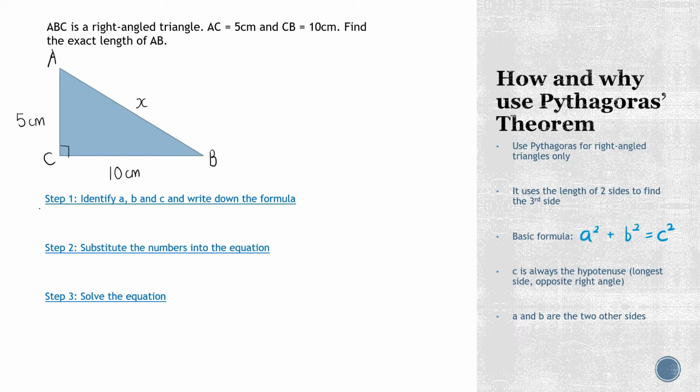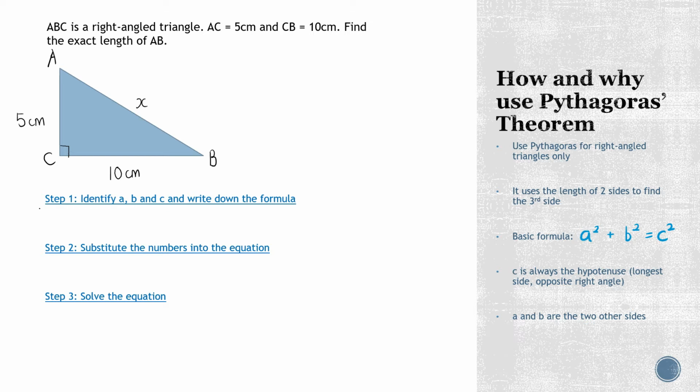So how and why do we use Pythagoras Theorem? Well, the use of Pythagoras Theorem is for right-angled triangles only, and we use it to find the length of the longest side of the triangle, or as it's otherwise known, the hypotenuse, using the two shorter sides. The basic formula for Pythagoras is a squared plus b squared equals c squared. So if you take nothing out of this video, just remember a squared plus b squared equals c squared. And you should be able to do Pythagoras.